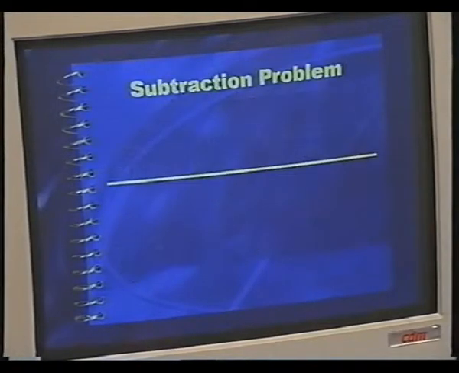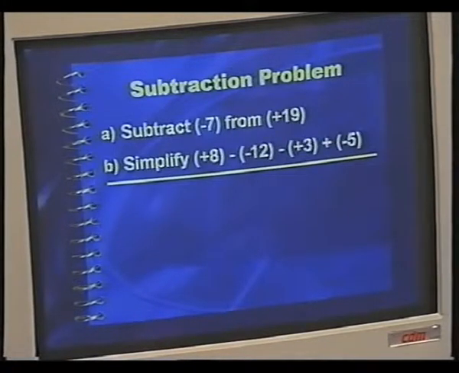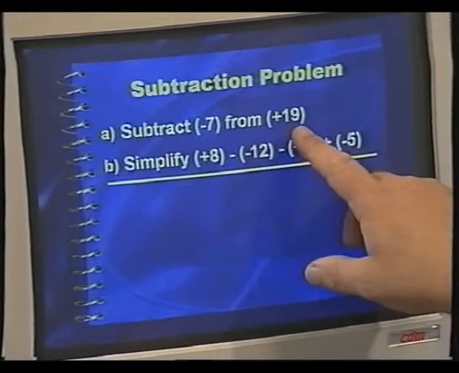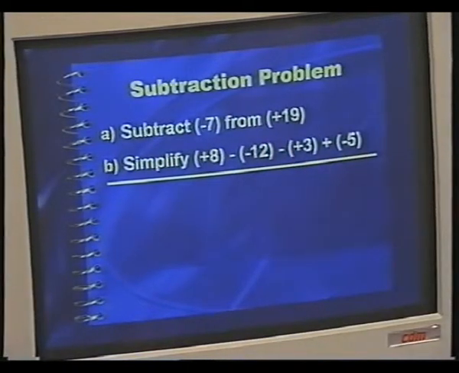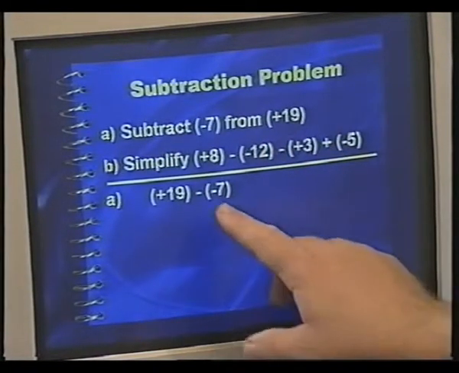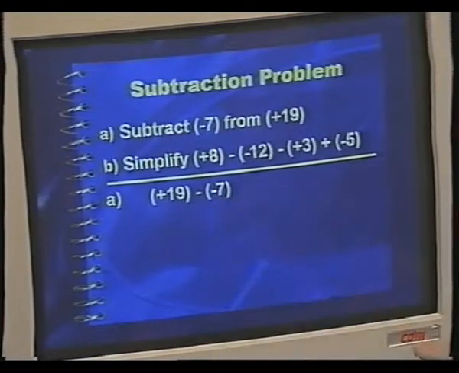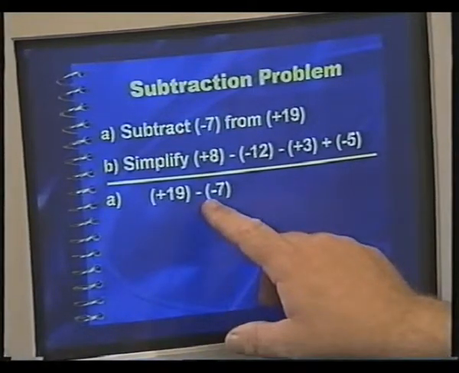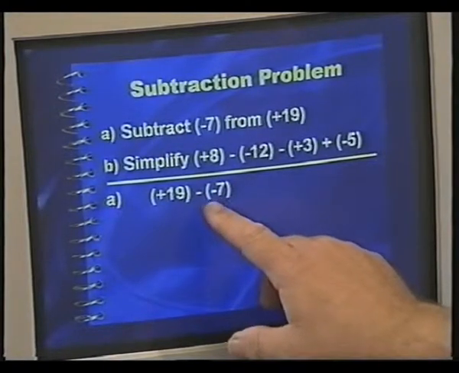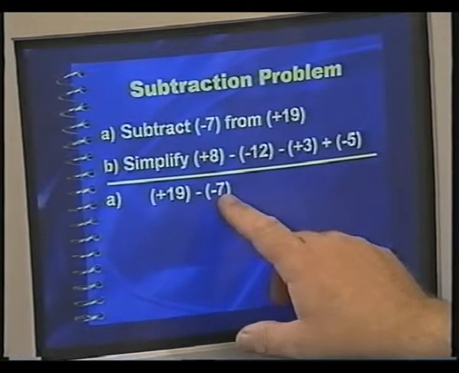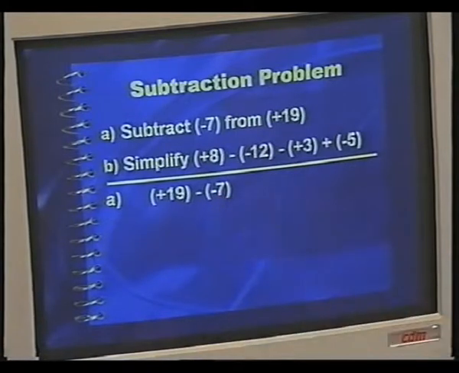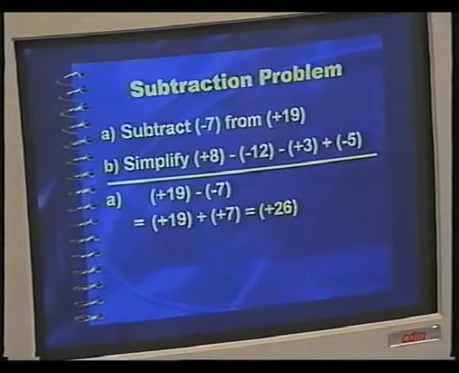Let's have a look straight away at an example. Subtract negative 7 from positive 19 first of all. So I've got the positive 19 and I subtract negative 7. So subtracting becomes adding the opposite. That negative will become a positive, that will be adding, and the negative 7 becomes a positive 7. And the answer we're going to get then is positive 26.